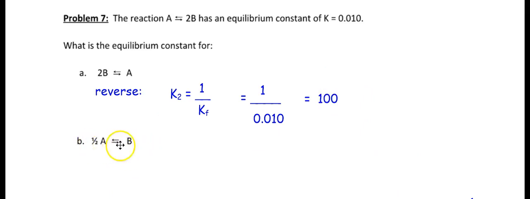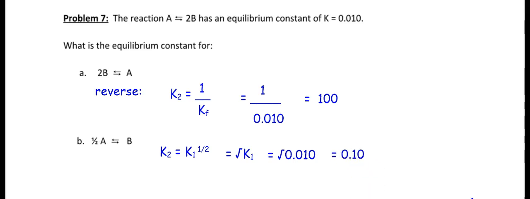What about the next one? So I take my initial reaction, and I multiply everything by a half, right? So what would that mean? Isn't K2 equal to K1 to the half? Well, if you raise something to a half, what is that equal to? It's the square root. So what's the square root of 0.01? Hey, don't use your calculator. Figure it out in your head. What's the square root of 1/100th? Did you get 1/10? Hopefully you did.